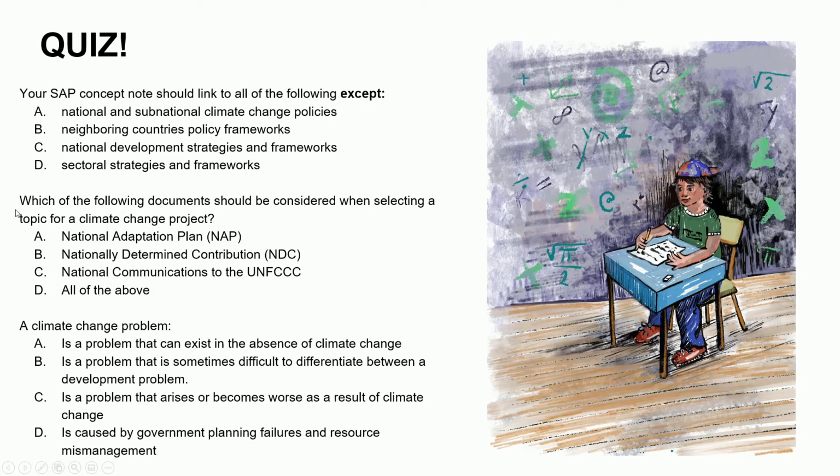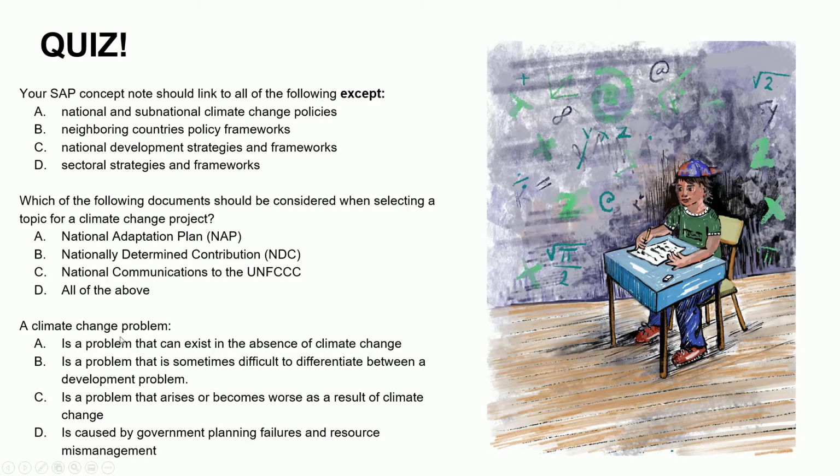Let's have a look again. Which of the following documents? Now remember, we should reference all of the documents that are related to climate change, because they articulate the policies, right? And they articulate the priorities that have already been identified. We don't make up new priorities for our project, so we reference the priorities that we already have. So the answer here is going to be all of the above. All of these are the correct answer. Now let's move on to the last one.